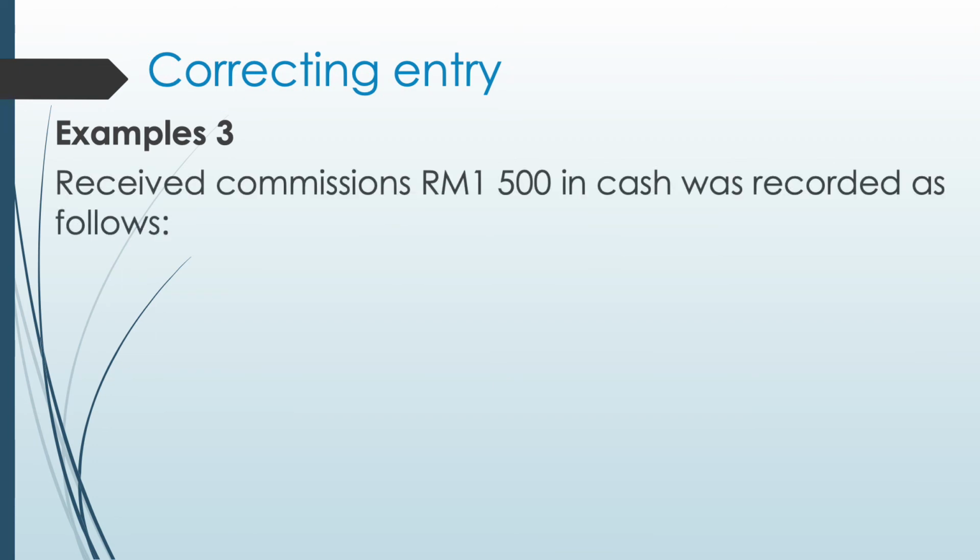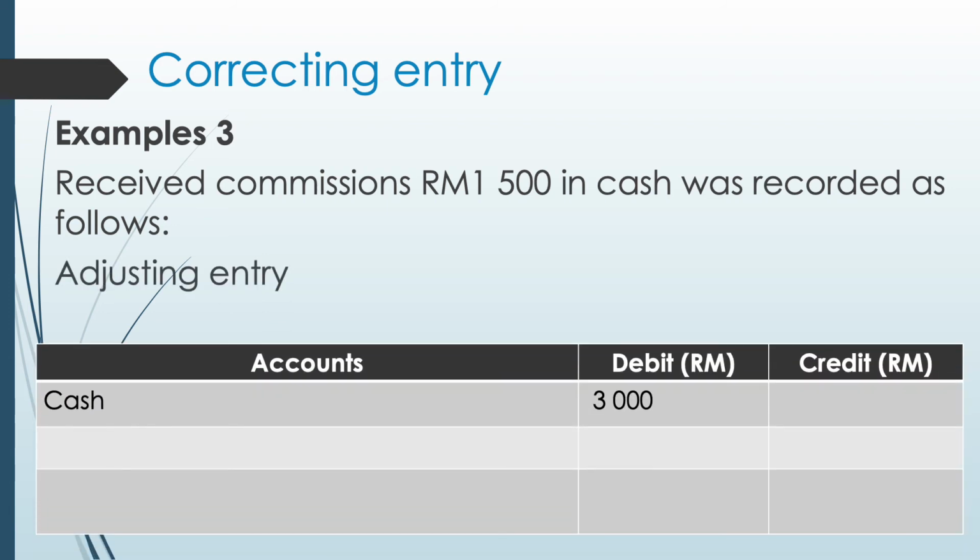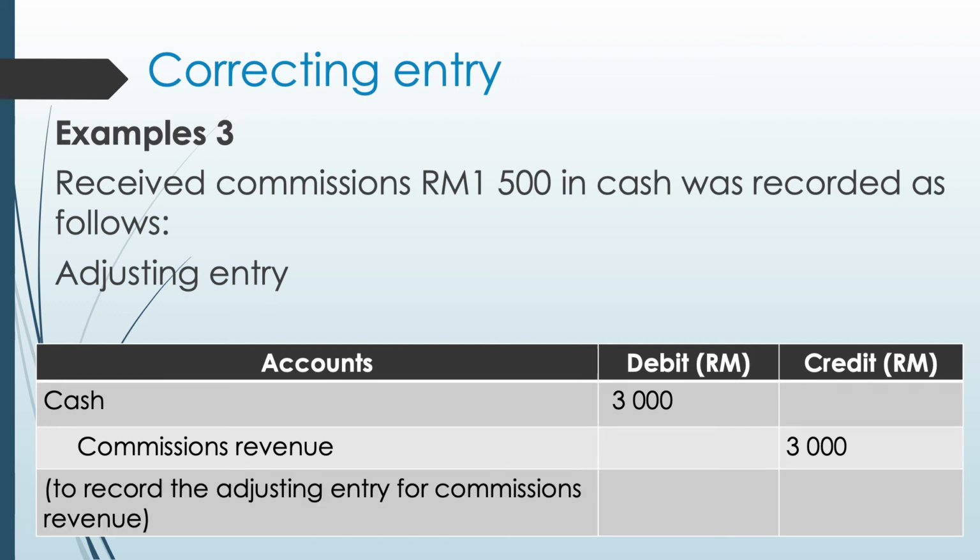Therefore, received commission 1,500 ringgit in cash was recorded as follows. Debit cash 3,000 ringgit. Credit commission revenue 3,000 ringgit. The description will be to record the adjusting entry for commission revenue.